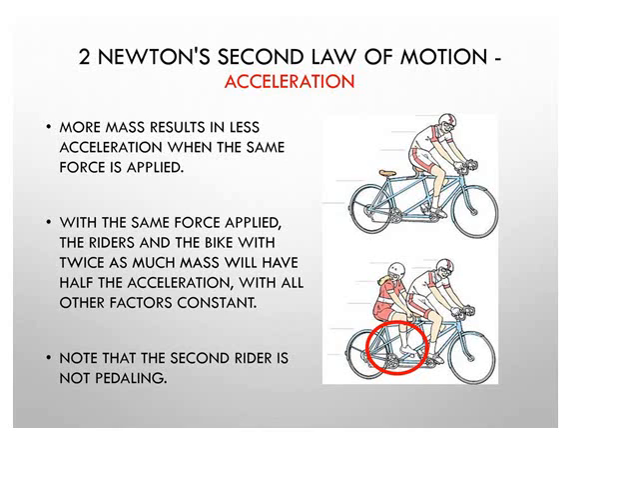Now let us see the slide. More mass results in less acceleration when the same force is applied. With the same force applied, the rider and the bike with twice as much mass will have half the acceleration with all other factors constant. Note that the second rider is not pedaling.